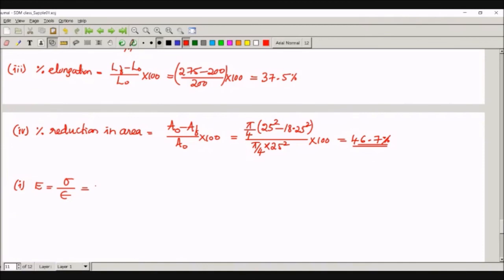You can also calculate Young's modulus in this, because Young's modulus E is equal to stress by strain, right? And what is the stress there? It is load by area, and load is 20 kilonewton. So 20 into 10 power 3 is load divided by A0. A0 is pi into 25 square by 4, divided by dl by L, 0.04 mm divided by 200 mm. You will get a Young's modulus of 203.72 into 10 power 3 Newton per mm square.